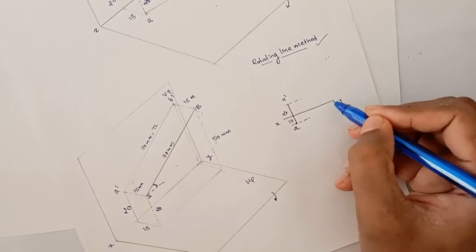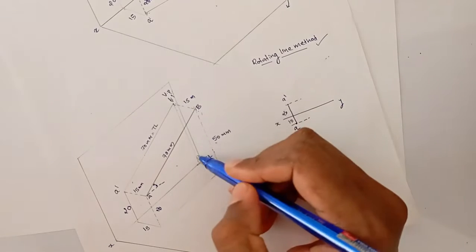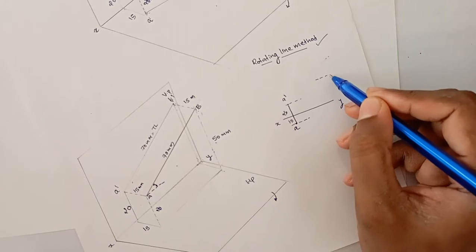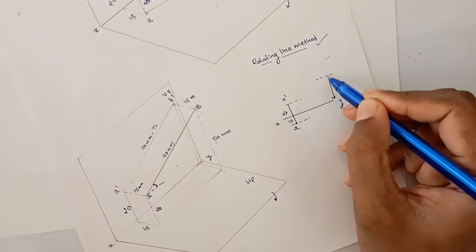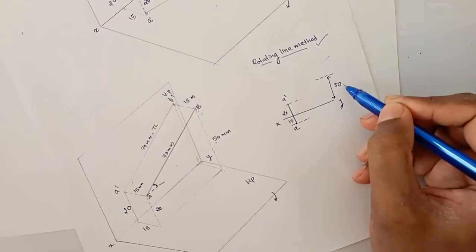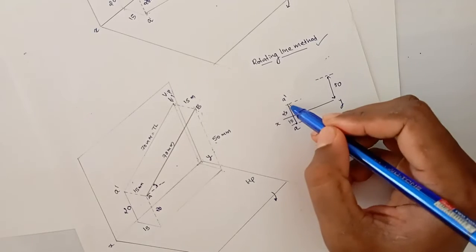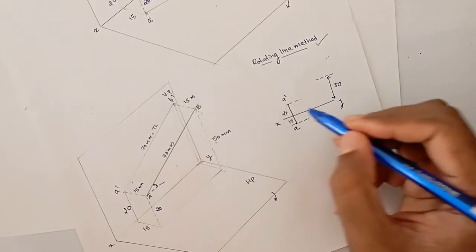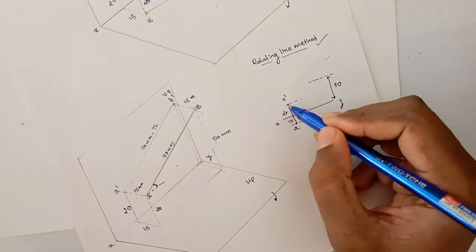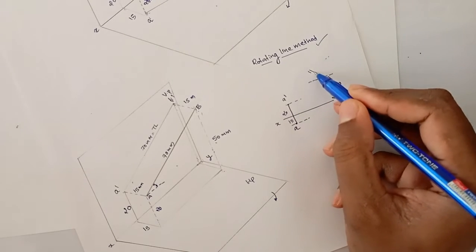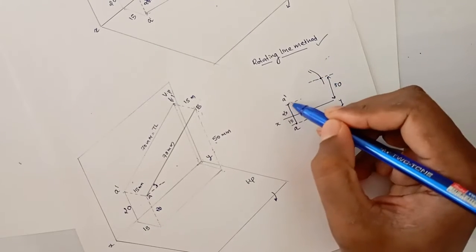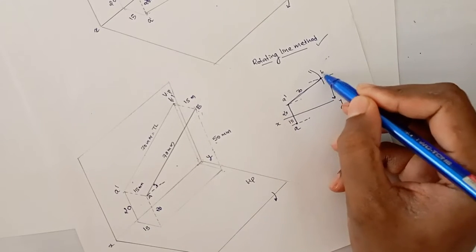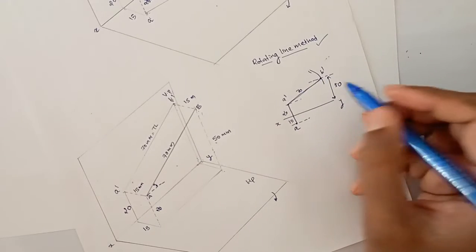So we know the distance of B1 from the XY line, which is 50 mm. You have to take a distance of 50 mm from the XY line. And the length of the line is the true length, 70 mm, so you have to cut an arc of 70 mm. We got the front view. This is B dash.